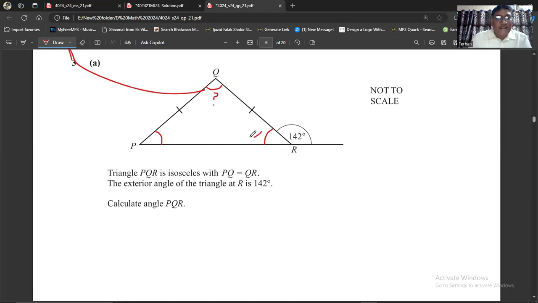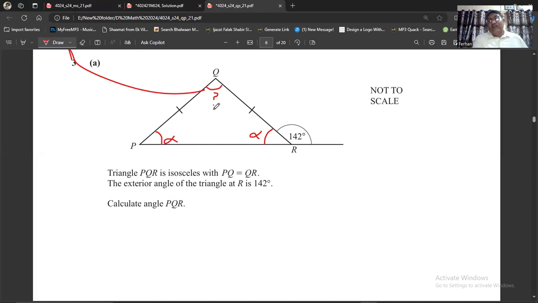So let me call this angle alpha, and let me call this angle also alpha. The strategy is very simple. Alpha plus 142, that's a straight line, and that will be equals to 180. So I will find the value of the alpha. Why these two angles are equal to each other? Because this is an isosceles triangle, and these two are the base angles of the isosceles triangle, and they are always equal to each other. So once I know the value of the alpha, then I will do alpha plus the PQR angle.